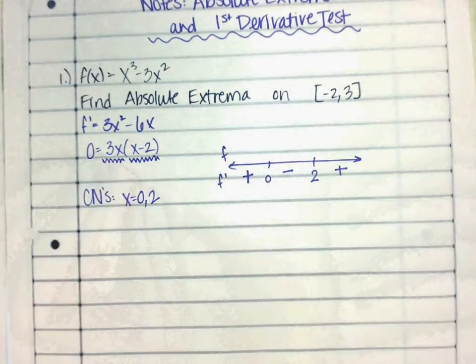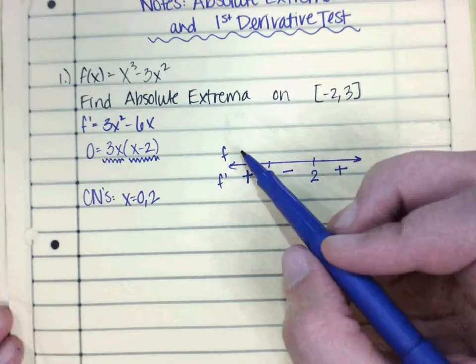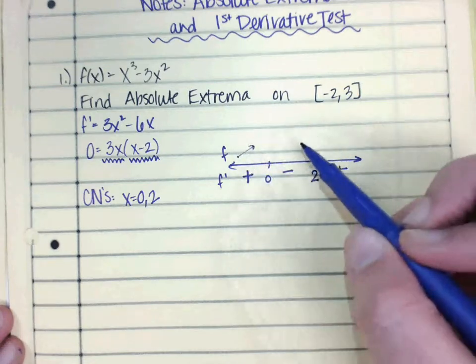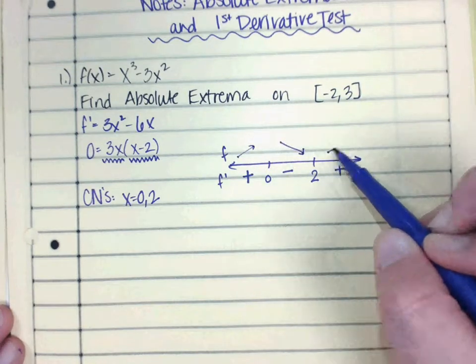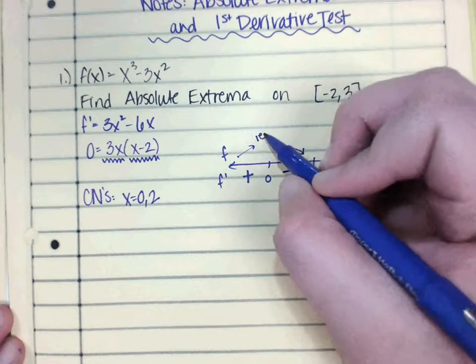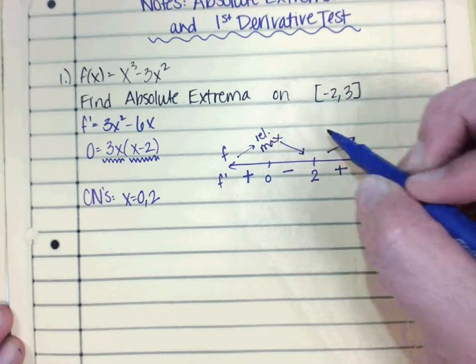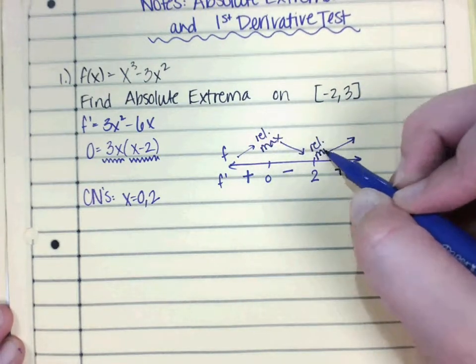What do they tell us about f? Goes up, then it goes down. So this is the relative max. Bless you. This is the relative min.